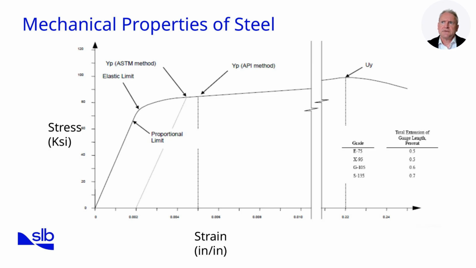Fatigue resistance reflects the ability of the steel to endure repeated cycles of stress, which is the most common mode of drill string failure. API specifies grades of steel with defined yield strengths, such as E75, X95, and S135. Each suited to different operational conditions.